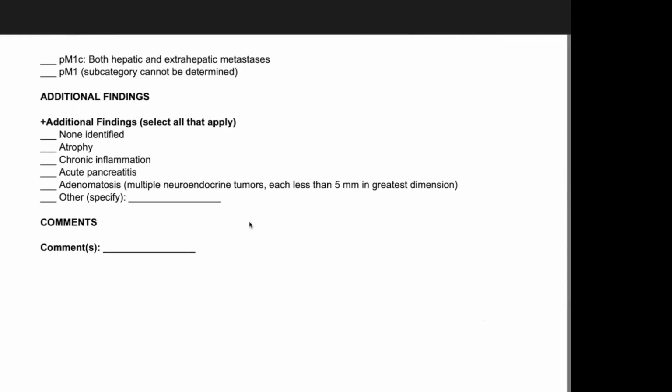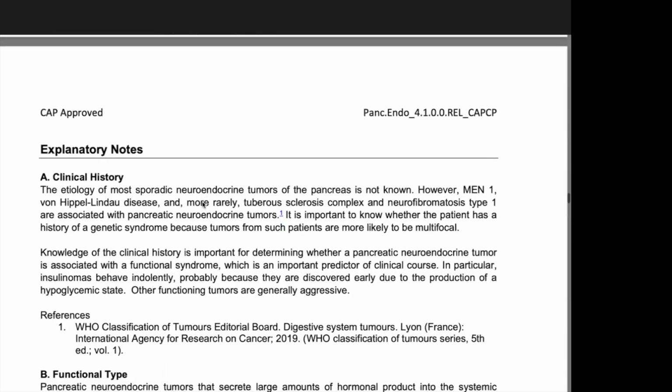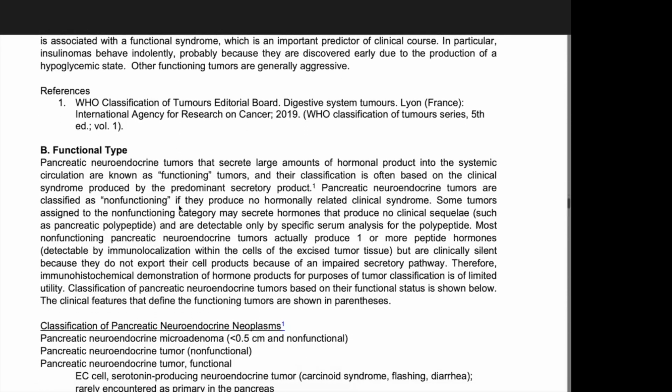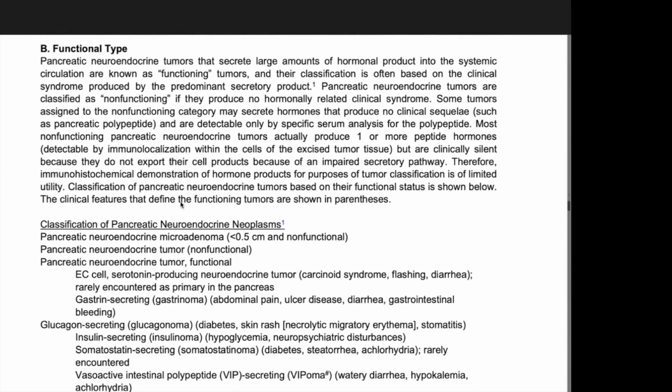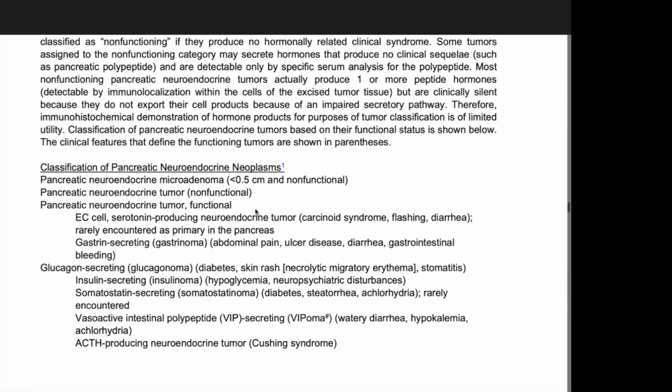Okay, so adenomatosis means that the tumor is less than 5 millimeters, so we call it an adenomatosis rather than a neuroendocrine tumor. And then what I really like about the CAP synoptics is they have these wonderful explanatory notes, and it not only helps us pathologists explain what a pancreatic neuroendocrine microadenoma is, less than 0.5 centimeters, or what a non-functional tumor is.